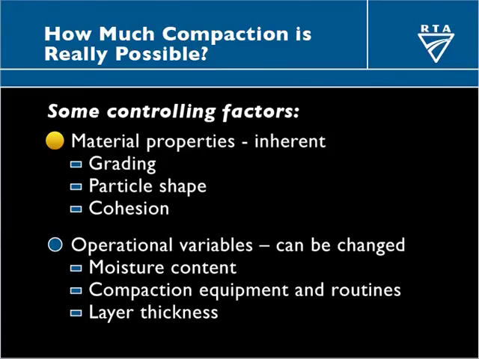Grading affects both packing and shear strength. Particle shape affects the way the material packs together. Cohesion relates to the clay content and also affects the ease with which the material can be compacted at a given moisture content. And then there are operational variables which are under your control. They include moisture content, the compaction equipment and routines that you can use.